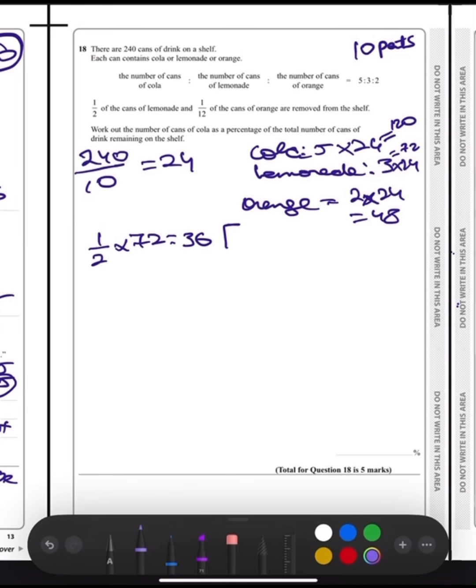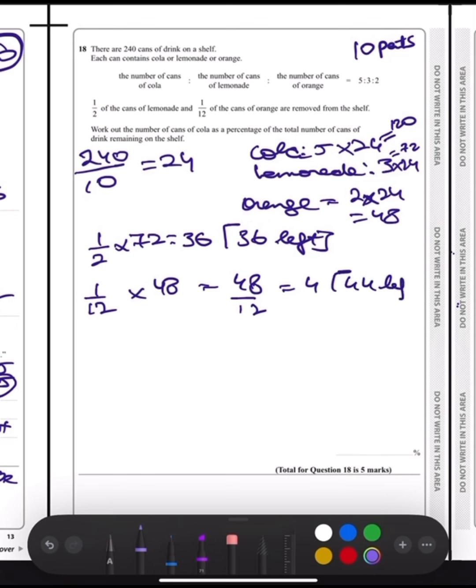So we did half into 72, which equals 36, which is basically the part which is left, because as they mentioned in the next sentence, 1/2 of the cans of lemonade and 1/12 of the cans of orange were removed. So to take that out, we basically did 1/2 of 72. So we got the exact value of how many are left now.